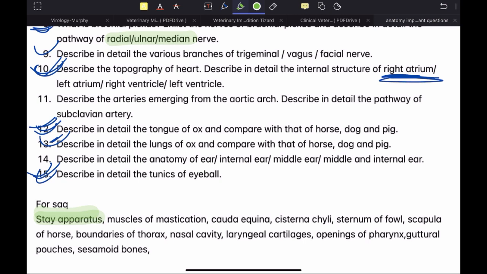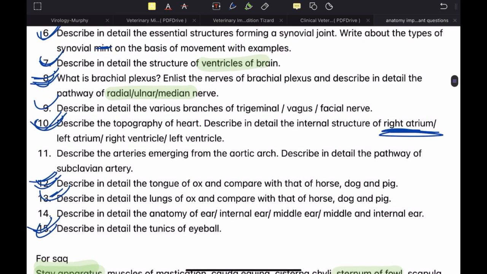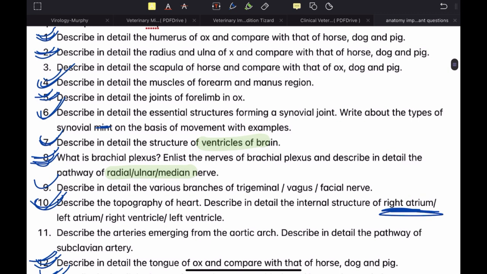Cauda equina, cisterna chyli, sternum of fowl, then scapula of horse, just as I said, boundaries of thorax, nasal cavity, laryngeal cartilages, opening of pharynx, guttural pouches, they are present in horses, and sesamoid bone. Okay, so these are some important topics for SAQ. There are certain topics which are very important, but they are not asked in essay type questions, so in LAQ or SAQ. Rather, they are asked in OT type question.